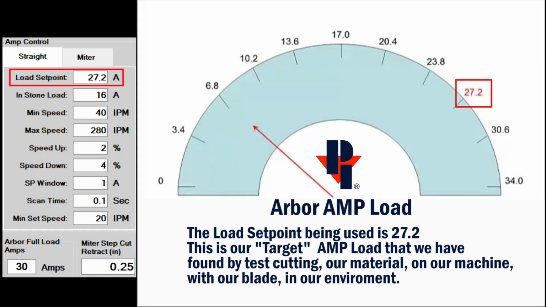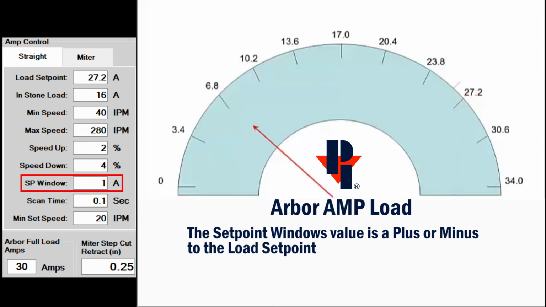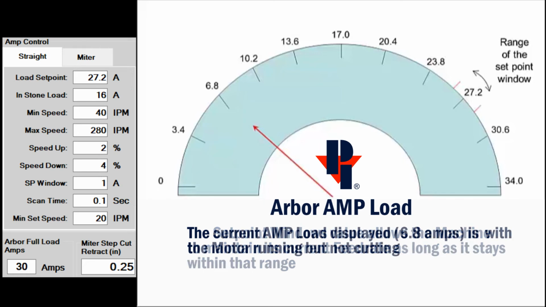We've set the value of the load set point at 27.2. With the set point window set to 1 amp, that means our range is 1 amp below and 1 amp above our load set point. The machine will adjust its cutting feed rate to keep the amp load within the range of the set point window. Our non-cutting amp load is 6.8.